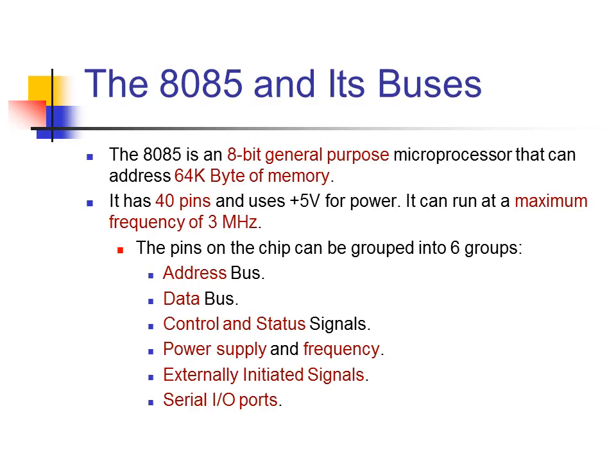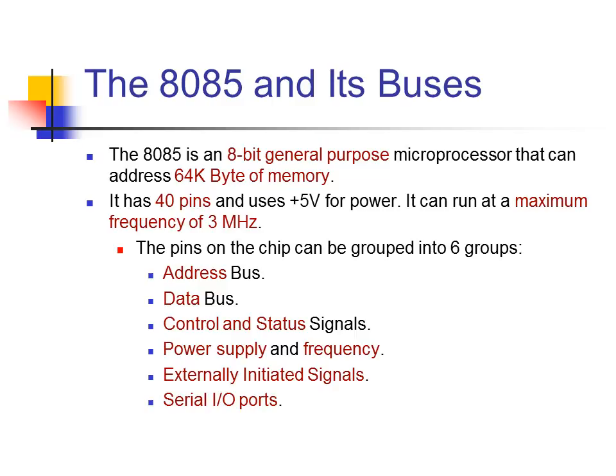Let us start with the 8085 and its buses. The 8085 is an 8-bit general purpose microprocessor that can address 64 kilobytes of memory. It has 40 pins and uses a +5 volts power supply, and it can run at a maximum frequency of 3 MHz. The 40 pins of the 8085 are grouped into 6 groups.